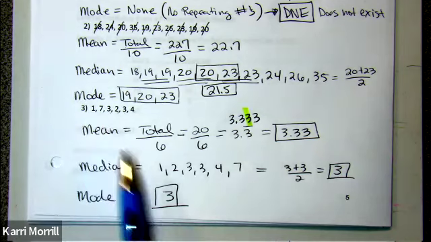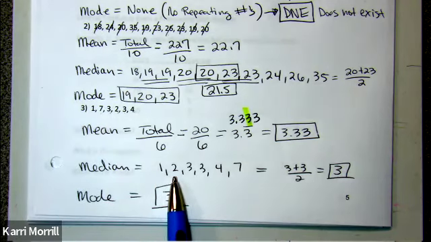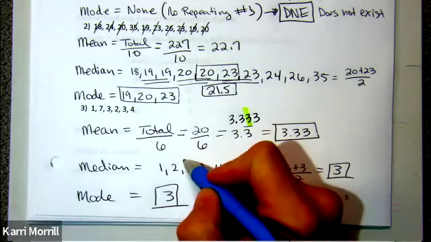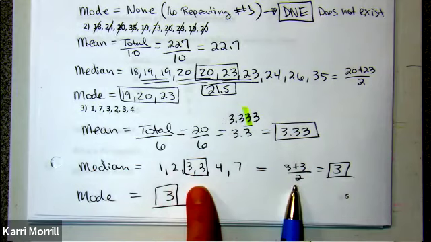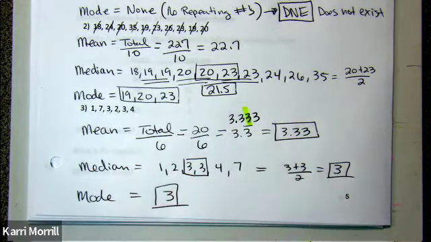Median, we had to put them in order from least to greatest. So you had a 1, 2, 3, 3, 4, 7. And because it's an even amount of numbers, you're taking 3 plus 3 and dividing it by 2. Basically, it's the same number, isn't it? So when you add it together and divide it by 2, you get the same number that was repeating. And 3 was the only number that repeated, so 3 was the mode of that set of data.